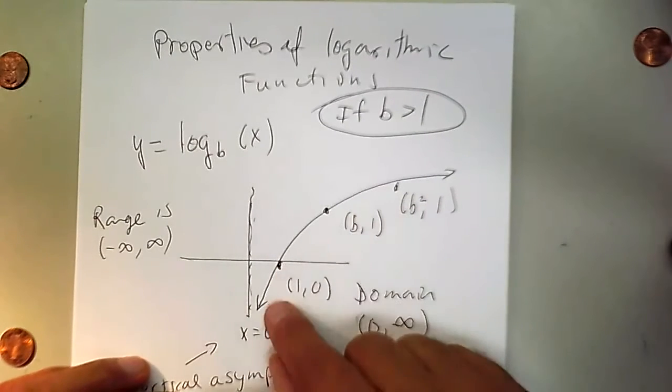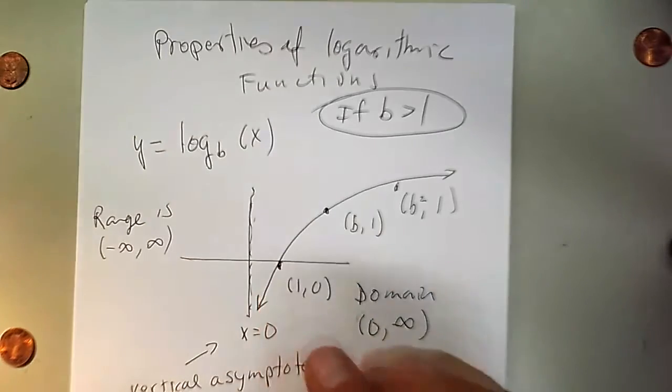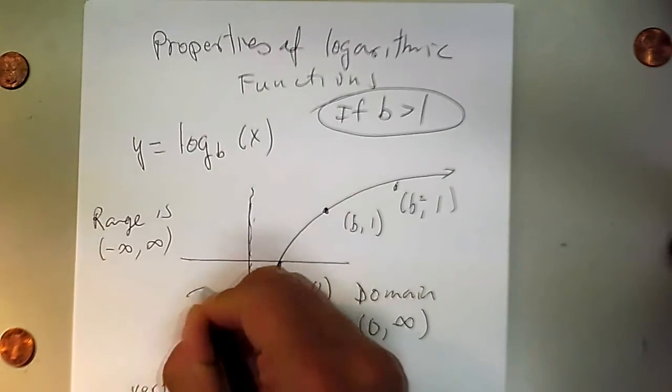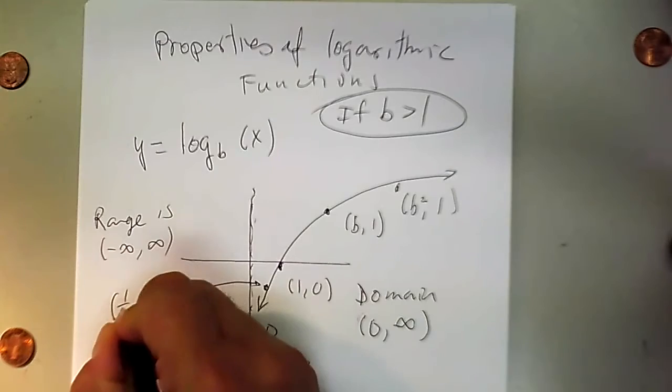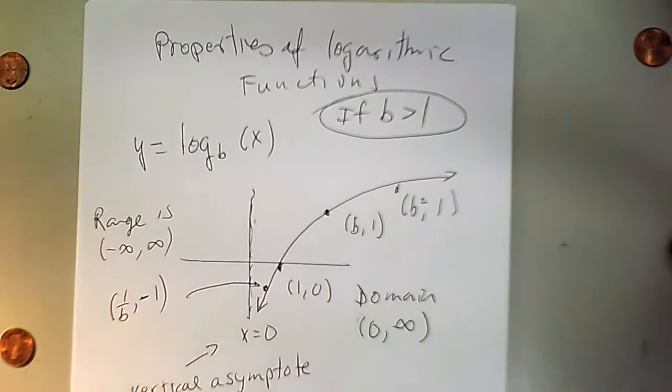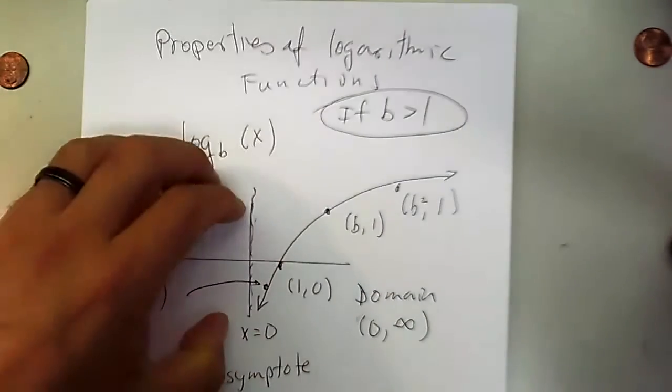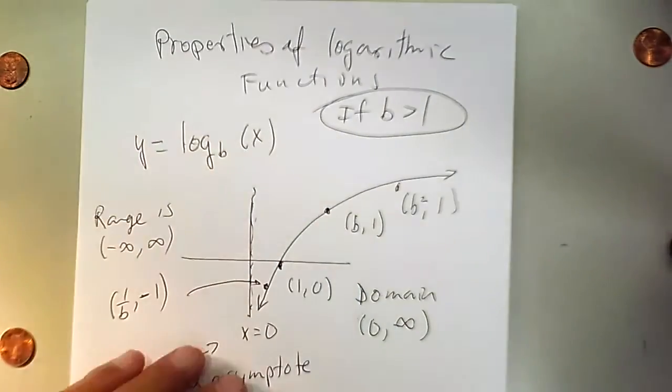We go through those points. Another point here would be the reciprocal of b, comma, negative 1. I don't want to, well, let's squeeze it in here. Reciprocal of b, comma, negative 1. Okay, make sure you get to know your graphs.